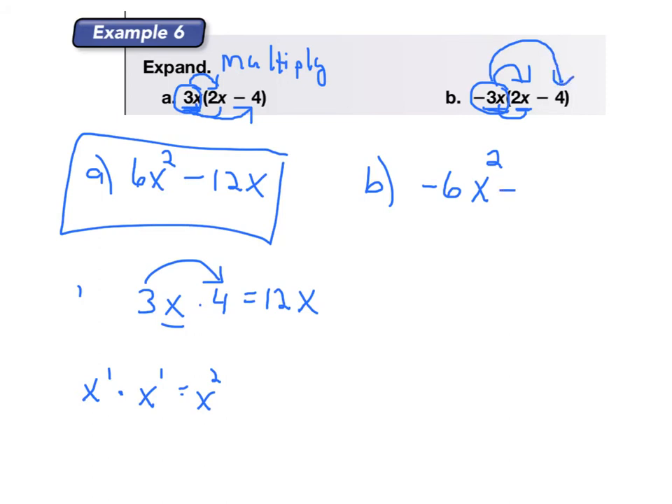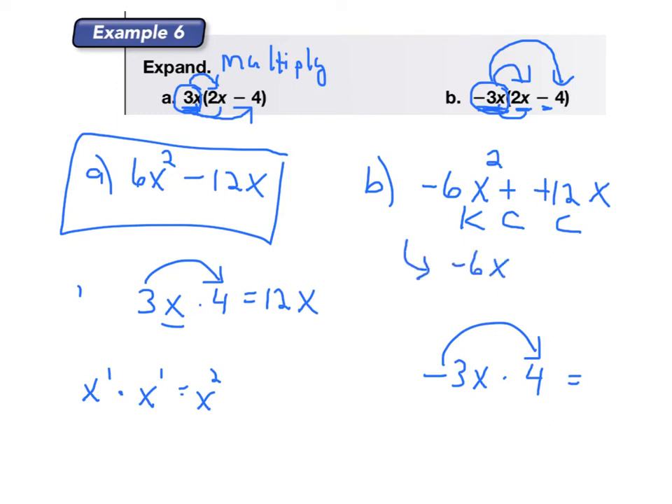So I have a negative, I bring down my subtraction sign that I have there. And then negative 3x times 4. Well, a negative times a positive gives me a negative 12, and then I have to bring my x over. And then what do I do to simplify this? Because I'm subtracting a negative, I do keep, change, change. So then this becomes positive. So my answer simplified is negative 6x squared plus 12x.